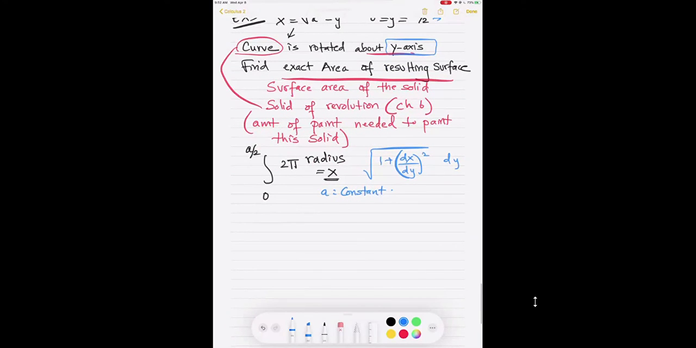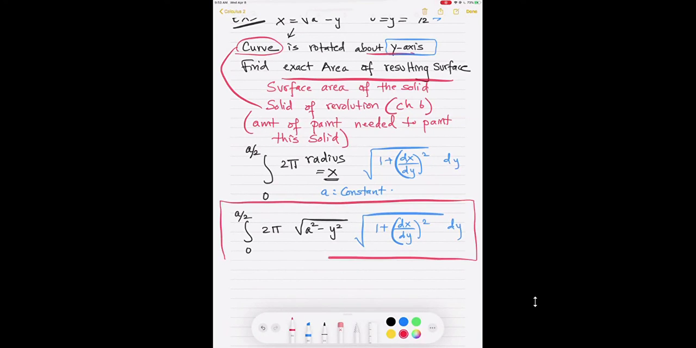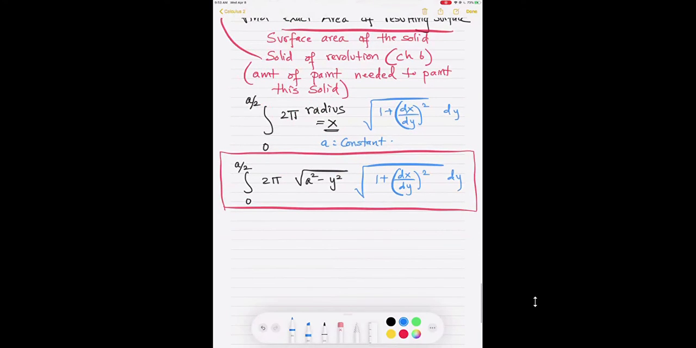And now, so we start. So this is going to be 0 to a over 2, 2 pi, square root of a squared minus y squared. And I'm going to copy this down because I want to get this ready. And this is the box. So this is where I'm ready, and this is where I start working with that integral.